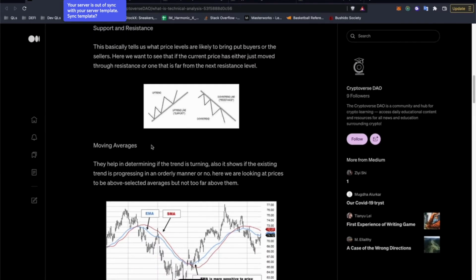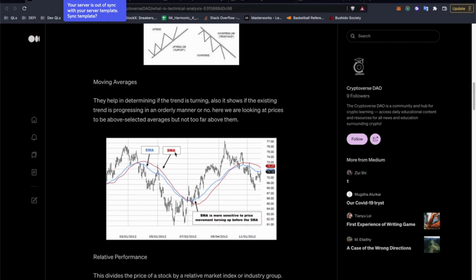Now let's talk about moving averages. Moving averages basically do what it says on the box. It's an average of price movement data, right? An exponential moving average or an SMA or an EMA, whatever it is. What these things do is they help in determining if the trend is turning or changing direction, right? Also, it shows if the existing trend is progressing in an orderly manner or not. What does that mean?